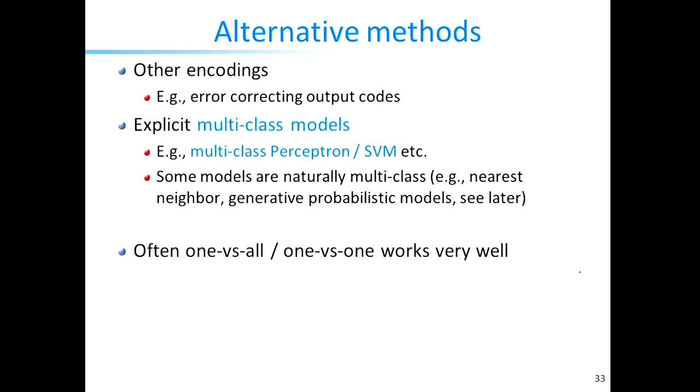So what else can one do? It turns out there are some other ideas. There are further ideas of reductions beyond the one versus one and one versus all schemes, and there are also explicit multi-class model predictions. I just want to talk about them briefly to give you an idea of what can be done there. But just to remark, one versus all and one versus one often actually work quite well.